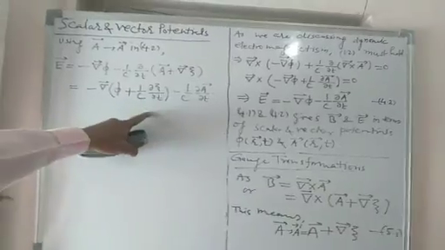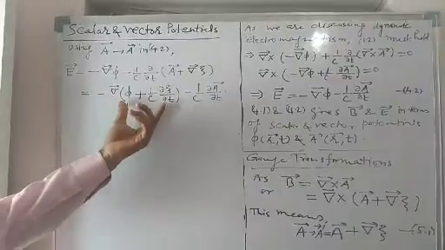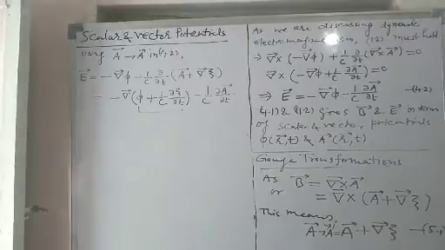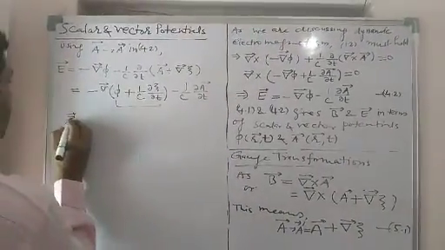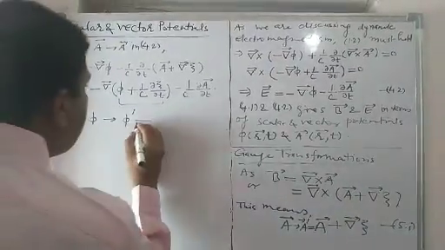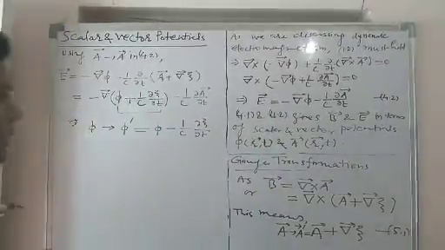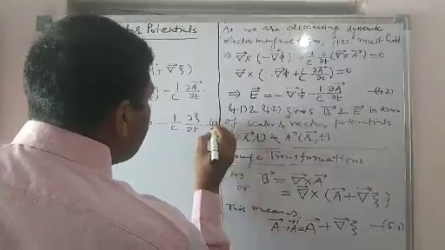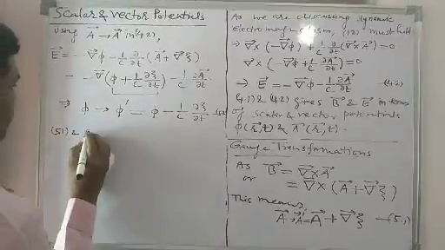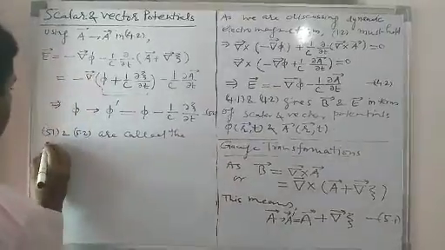So this immediately tells that our phi should transform in such a manner that it should be able to adjust this extra term 1 over c del xi by del t, and therefore we get phi goes to phi prime, which is phi minus 1 over c del xi by del t. So this is my equation number 5.2. So equations 5.1 and 5.2 are called the gauge transformations.